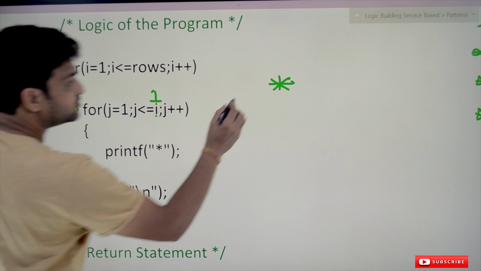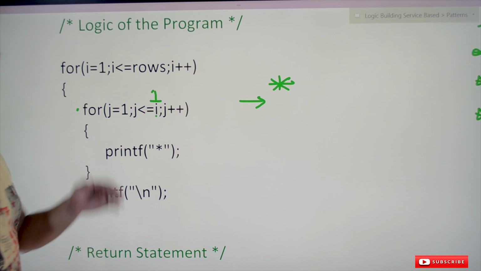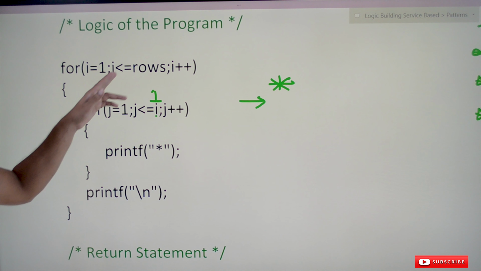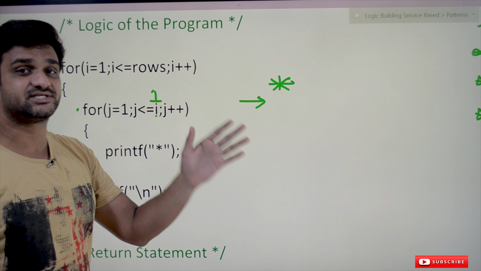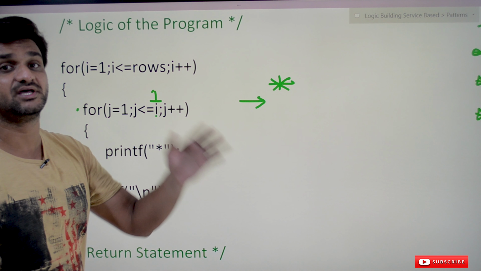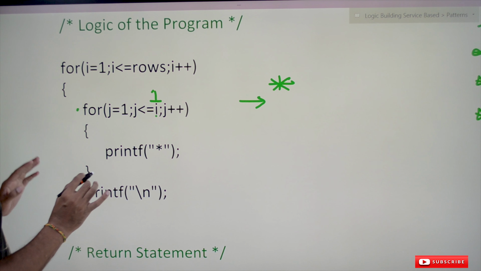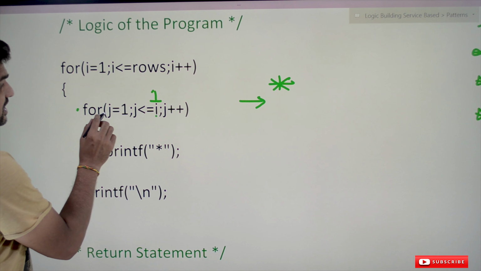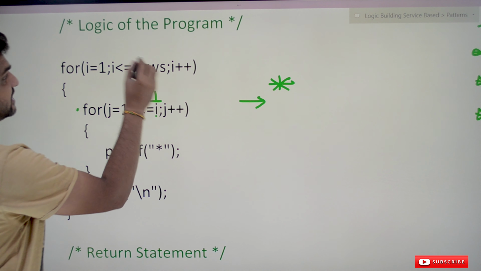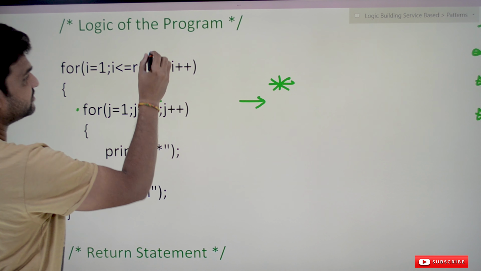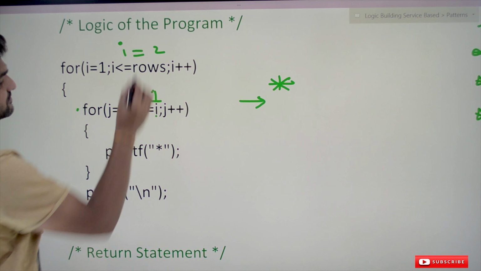Now we are going to move from this row to the next row. We are going to count the number of rows by using this external for loop. That is important to understand. I am stressing this point because these points are very important. As and when we count, the value of I will become 2 now.